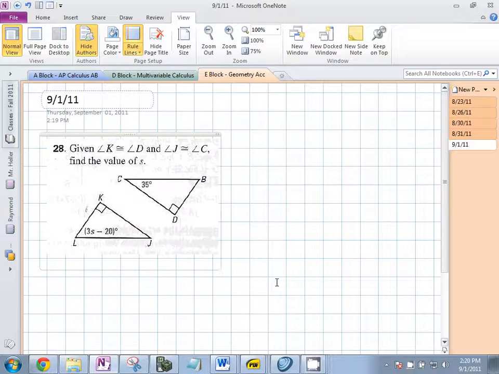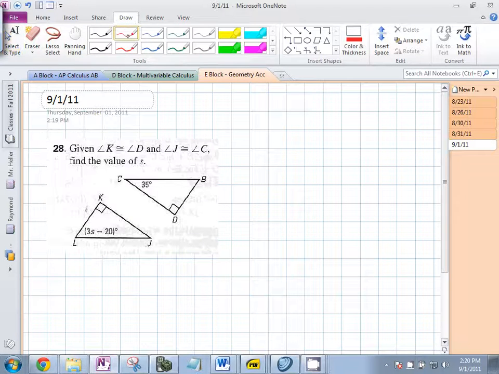Here's 28. Given that angle K is congruent to angle D and angle J is congruent to angle C, if they told you angle J and C are congruent, what could you mark on this? You could say angle J and angle C. Find the value of S. So what is angle J? 35 degrees, exactly. If this is 90 and that's 35, what's angle B? 55.